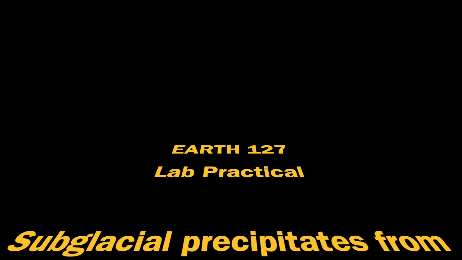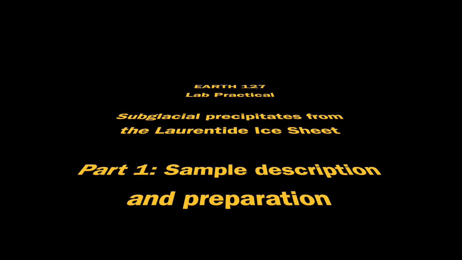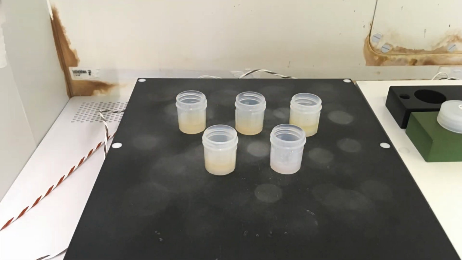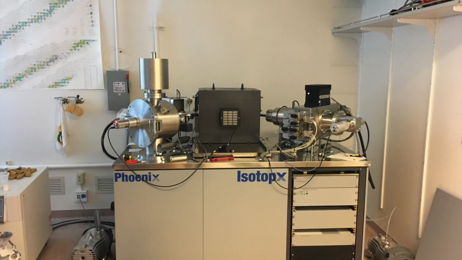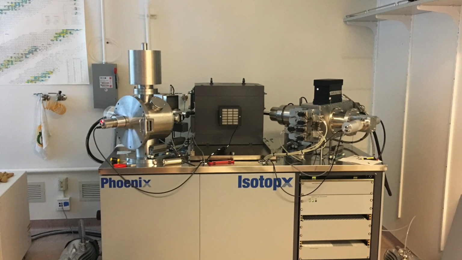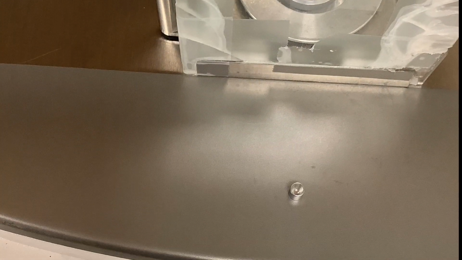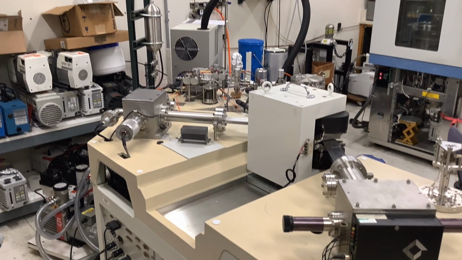Hey folks, this is your TA Graham Edwards, and I am going to introduce to you an overview of the lab practical project for Earth 127. Over the course of this class, I will take you through the process of collecting various isotopic data for a geological sample, which you will then have the opportunity to interpret to reconstruct the geologic history of that sample.